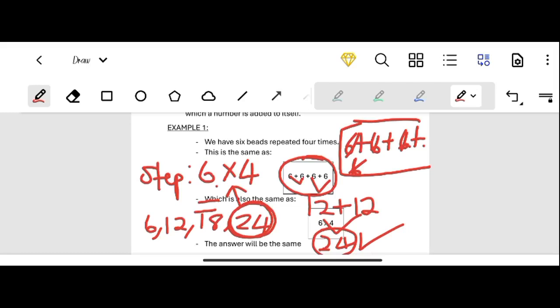So step number 1, you check what do I have that is repeating. We can see that what is repeating is 6. Now you check, how many times is it repeating? Don't forget about the multiply sign there. You check: 1, 2, 3, 4. And then you write your 4 there. Now you calculate, how much is 6 multiplied by 4?